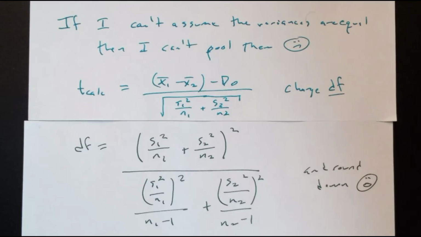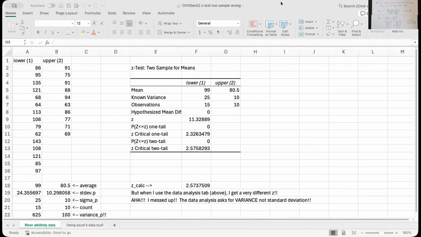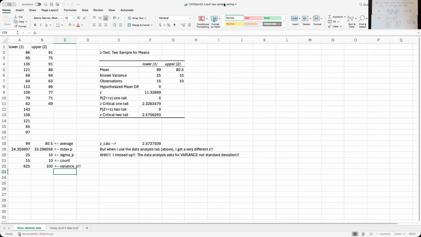Oh, and speaking of, I figured out where I went wrong on Wednesday. I kept doing this problem. Nope, that's the wrong one. Give me the correct Excel sheet. Here we go. This was our upper and lower river issue. And I said, why is it coming up with 11, not 2.57? Well, the answer is because I typed something in wrong.